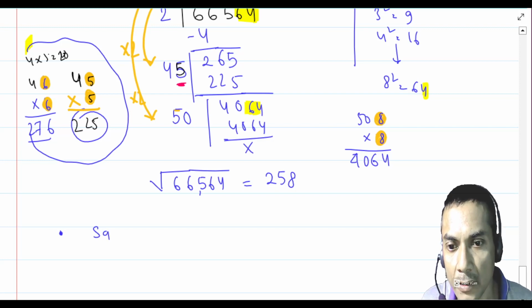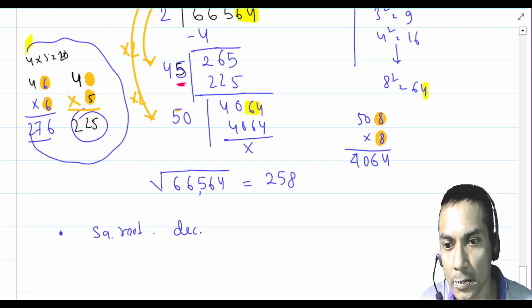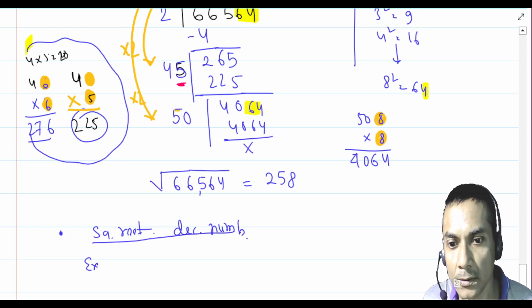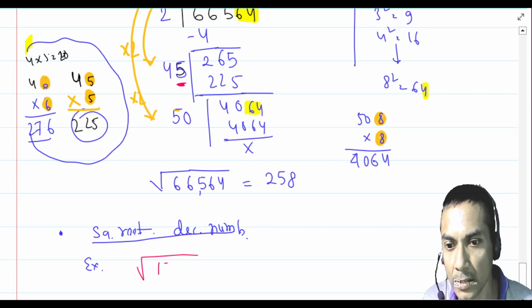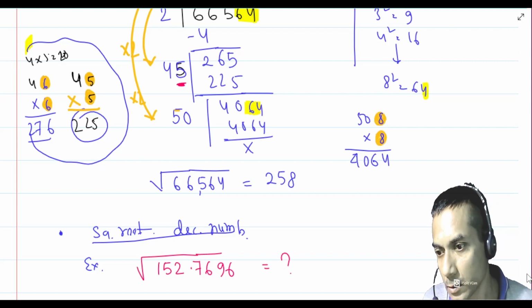Square root of a decimal number. Okay, decimal number. For example, if a decimal number is given, 1527.696, what will be the answer?